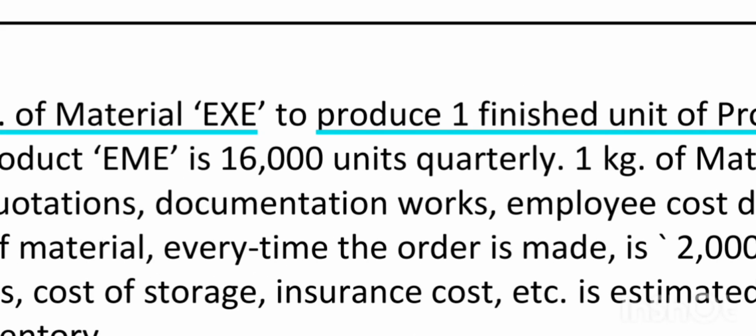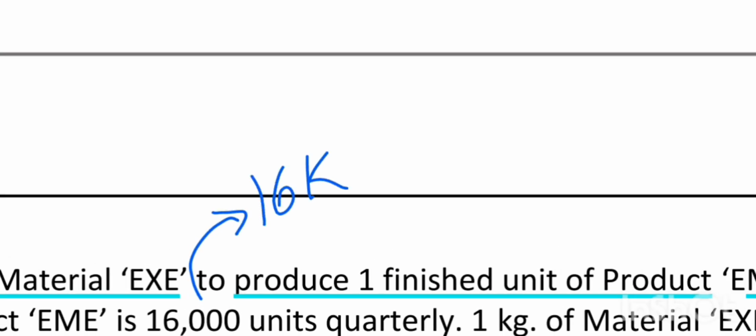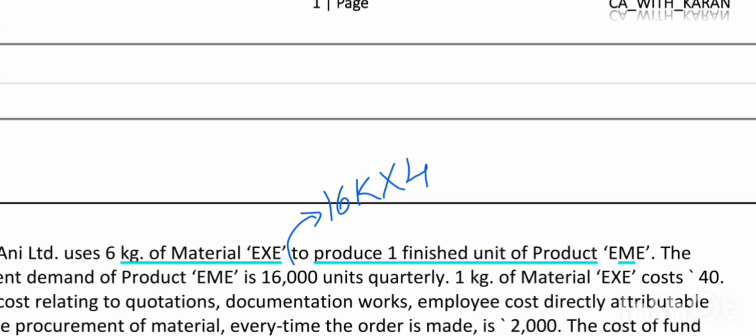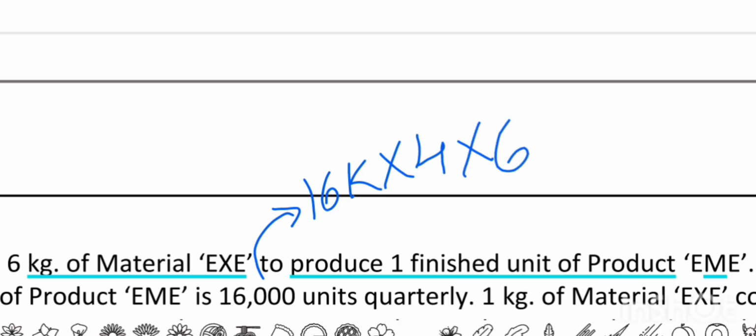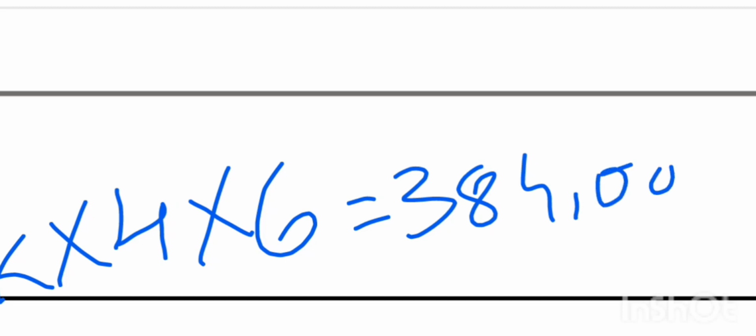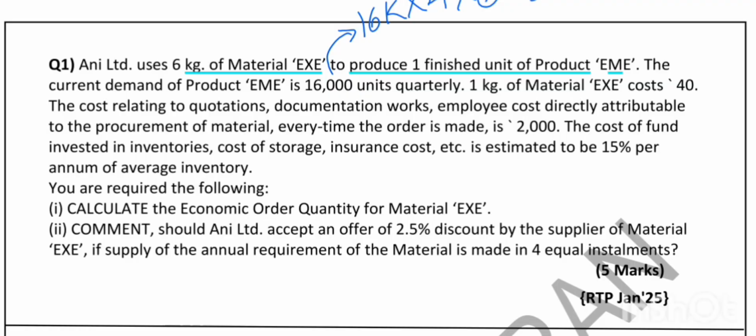So if it is 16,000 quarterly, then for the whole year it is 16,000 into 4 into how many raw materials we need over here? It is 6 kg. So this comes out to be 16,000 into 4 into 6. It is 3,84,000. Okay. And then they have given that 1 kg of material EXE costs 40 rupees.